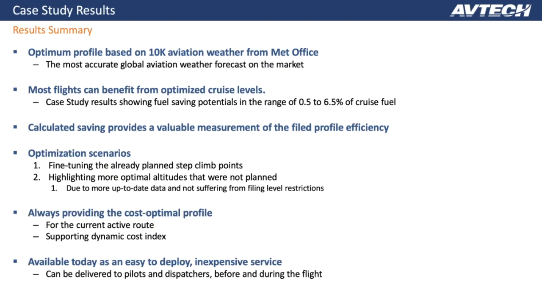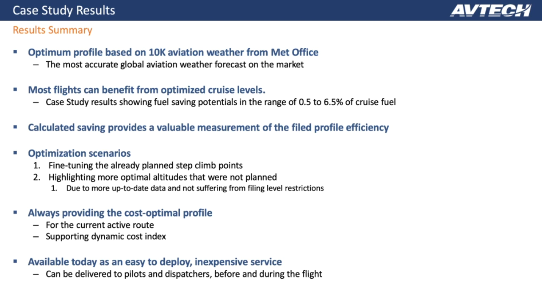So, as a summary of these results, this project and this study is ongoing. We can see an optimal profile based on the 10K aviation weather from Met Office really provides a different profile than the OFP, and that most flights can benefit from optimized cruise levels. We see in this case study results showing fuel saving potentials in a range from 0.5 to 6.5% of cruise fuel. And we also see that the calculated saving can provide a quite valuable measurement of the efficiency of the flight profile. So what are the potential gains by being able to fly in an optimal way rather than the filed flight plan?